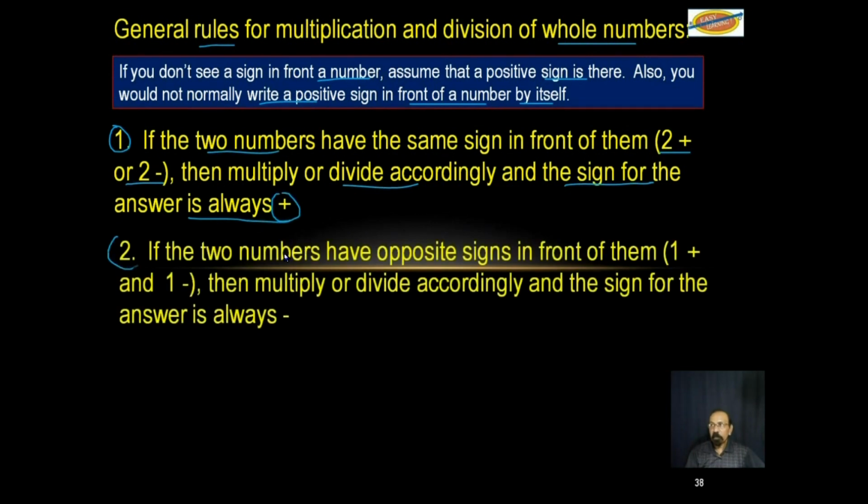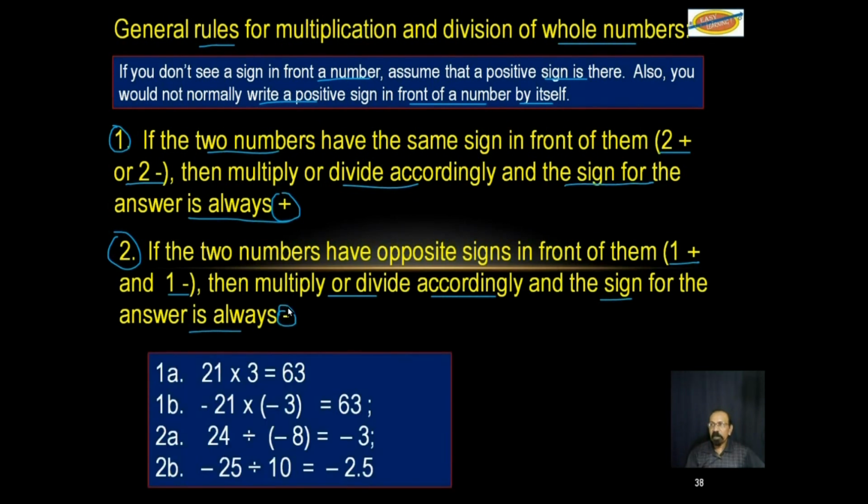Second rule is if the two numbers have opposite signs in front of them, like one of them has a plus and one has a minus, then you multiply or divide according to the question, but the sign for the answer is always negative. So here are the two rules.